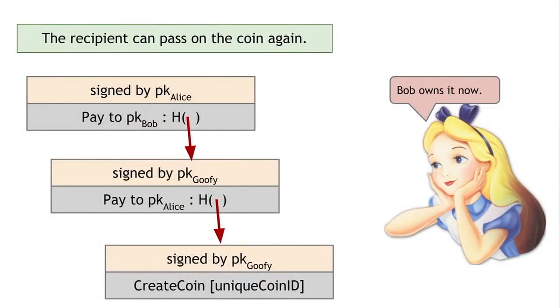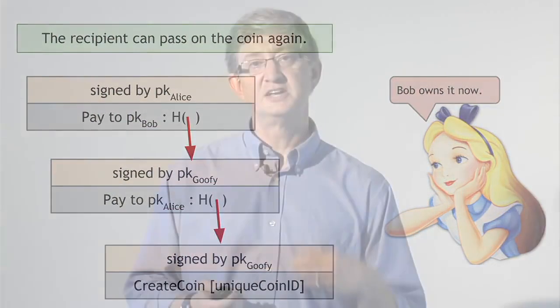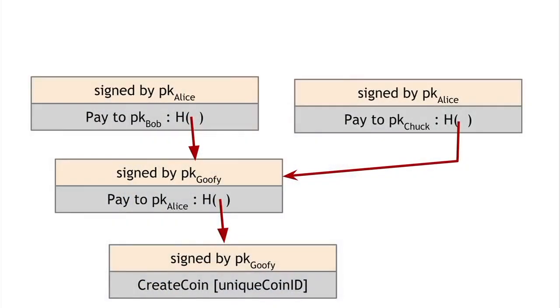So those are all the rules of Goofy Coin. Goofy can create new coins by simply signing a statement that he's making a new coin with a unique coin ID. And then whoever owns a coin can pass it on to someone else by signing a statement saying, pass on this coin to person X. And you can verify the validity of a coin by simply following the chain and verifying all of the signatures along the way. That's Goofy Coin. All right. Now, there's a problem, though.